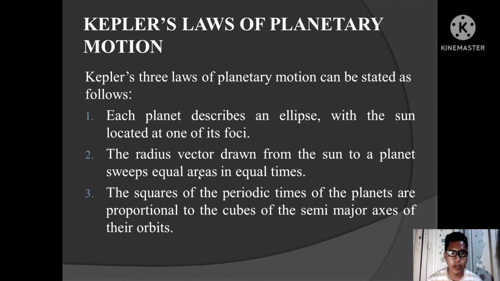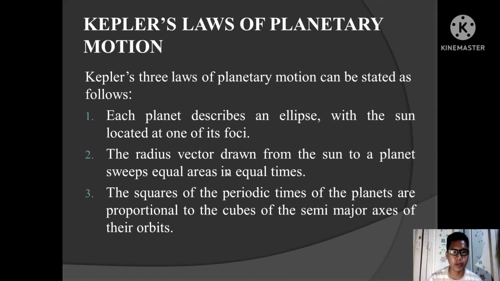The next one is that the radius vector drawn from the sun to the planet sweeps equal areas in equal times. It means that the speed of each planet changes depending on where it is in its orbit. So as we all know, considering the orbit of the planet, it takes 1 year for Earth to complete the revolution around the sun.